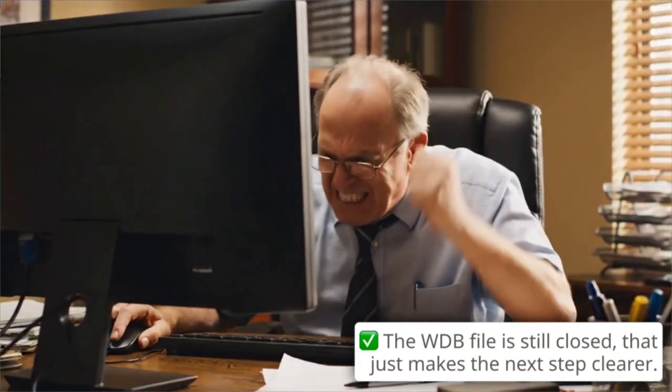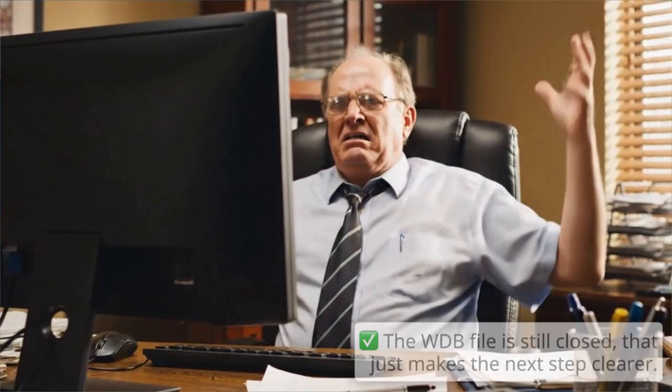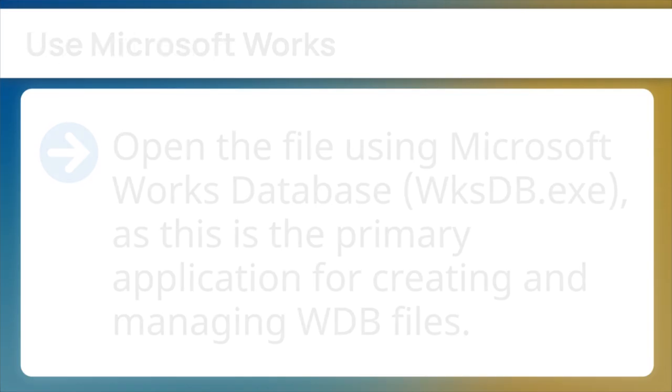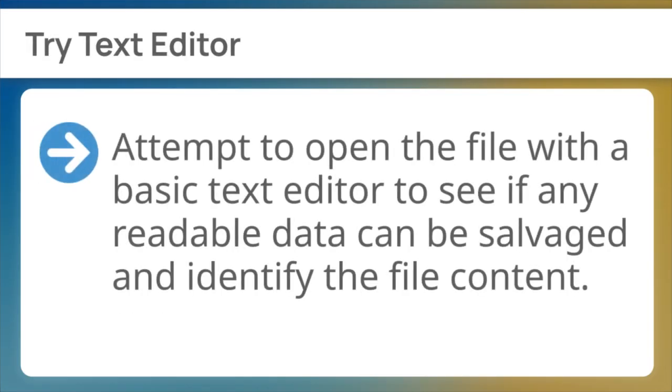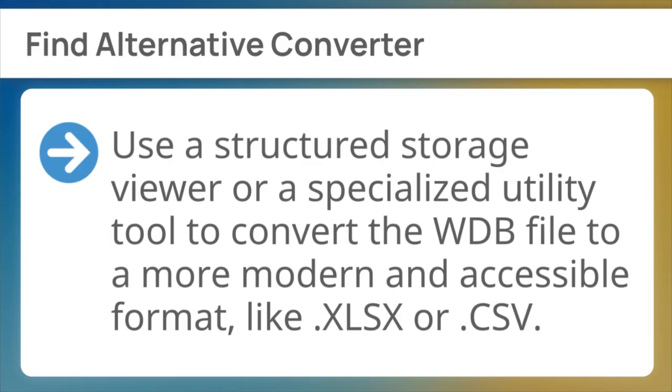If the WDB file is still closed, it's one of 3 basic reasons. Here's a list with the common problems and how to check each one. First, use Microsoft Works. Open the file using Microsoft Works Database, WKSDBXE, as this is the primary application for creating and managing WDB files. Next, try Text Editor. Attempt to open the file with a basic text editor to see if any readable data can be salvaged and identify the file content. Finally, find an alternative converter. Use a structured storage viewer or a specialized utility tool to convert the WDB file to a more modern and accessible format, like .xlsx or .csv.